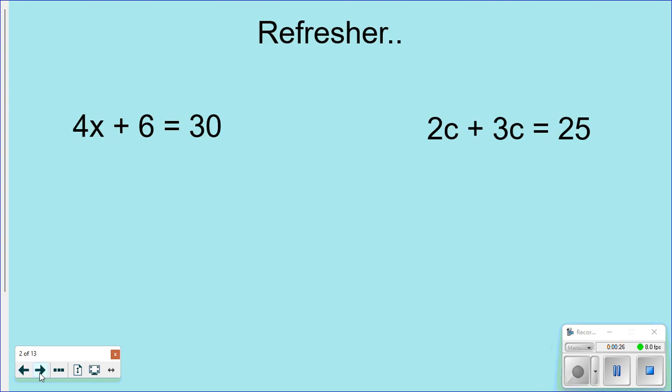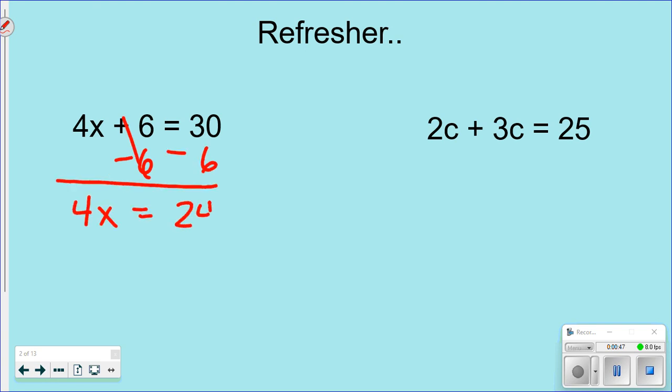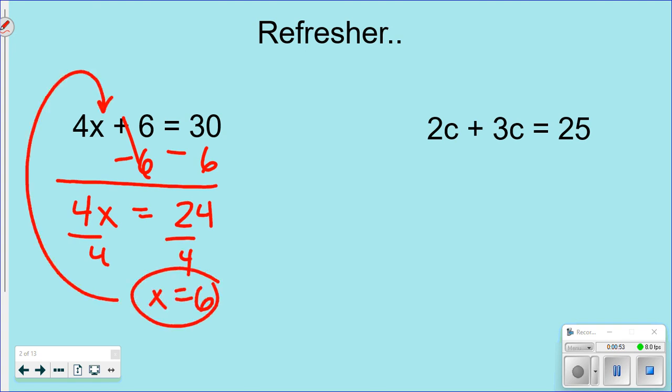First of all, let's just take a second to refresh our memory on the two-step equations that we've talked about in the past. So if you look at this one, it says 4x plus 6 equals 30. In your head, I want you to think right now what you do first. You minus 6, so I hope that's what you said, minus 6. So I have 4x equals 24. We're going to divide by 4, x is going to be 6. I can check by putting it back in here and say 4 times 6 is 24 plus 6 is 30.